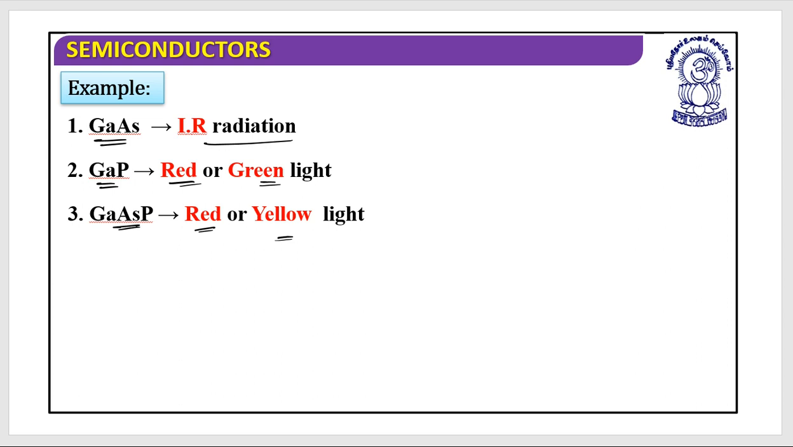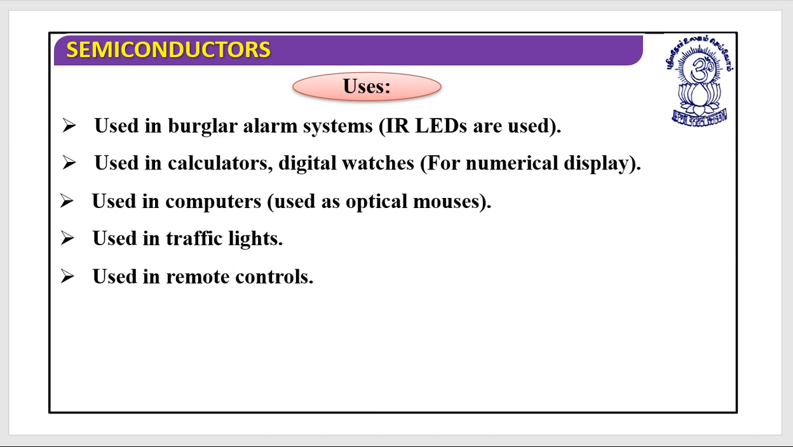Now let's discuss the various locations where LEDs are used. They are used in burglar alarm systems, where IR LEDs are used. They are used in calculators, in digital watches for numerical displays, in computers and optical mouses, in traffic lights, and in remote controls. This is the list which has been mentioned by the NCERT and all that.